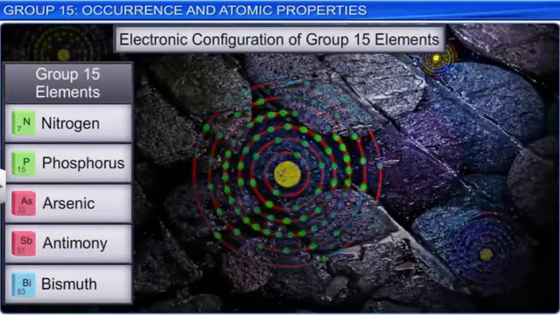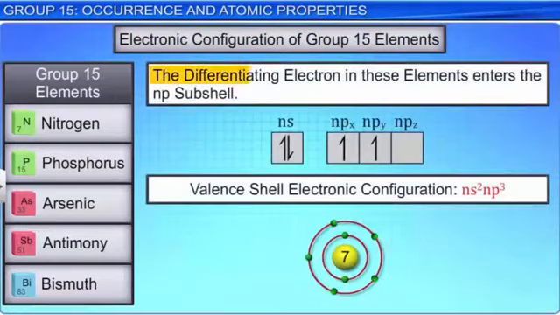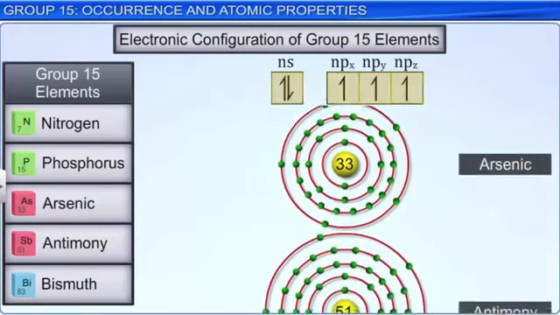Now let's look at the electronic configuration of group 15 elements. The differentiating electron in these elements enters the np subshell. Hence, the valence shell electronic configuration of these elements is ns2 np3. So, it is evident that these elements have 5 electrons in their valence shell.